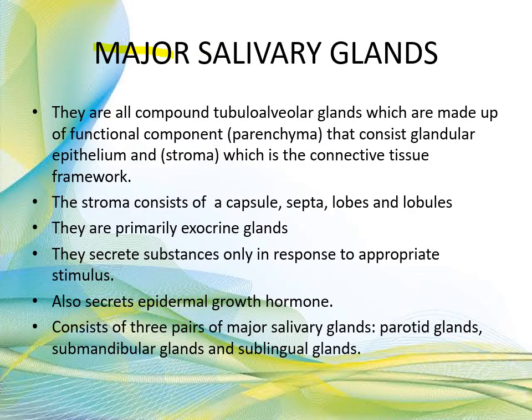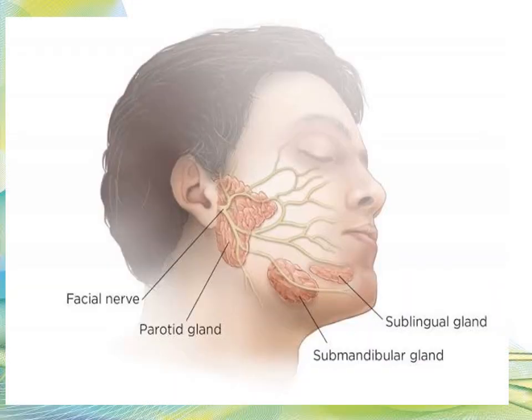So, di ba nabanggit ko kanina, there are 2 types. We have the major and the minor salivary glands. So, the major salivary glands secrete epidermal growth factor. So, it consists of 3 pairs of major salivary glands. We have the parotid, submandibular, and sublingual glands.